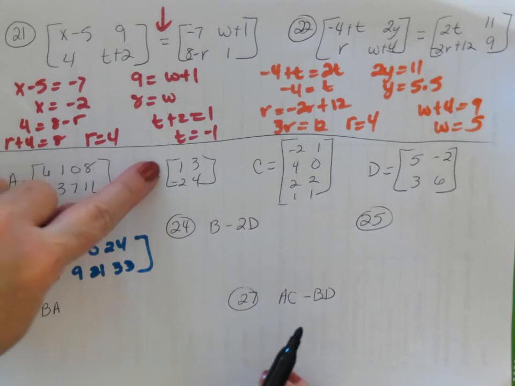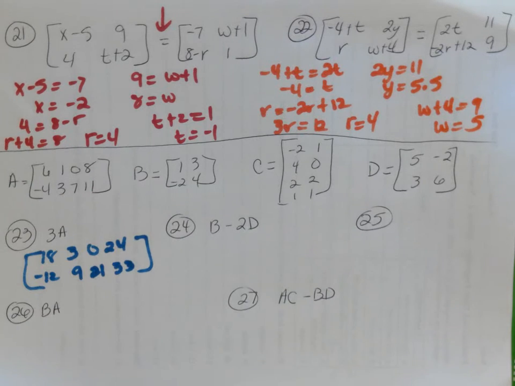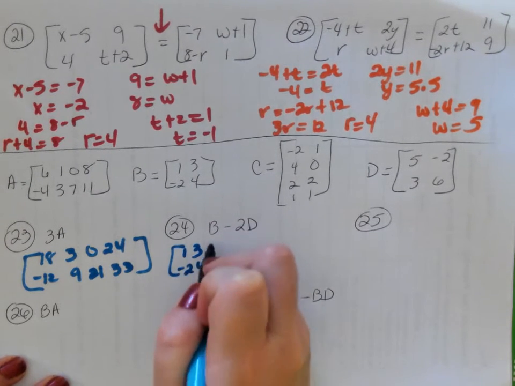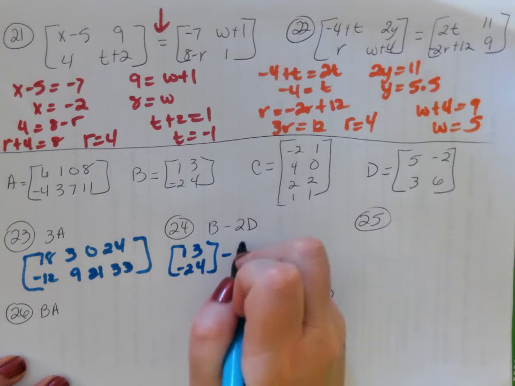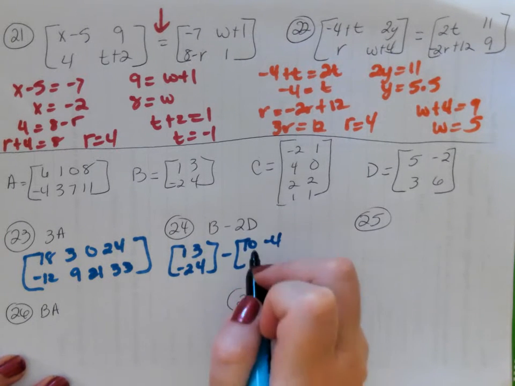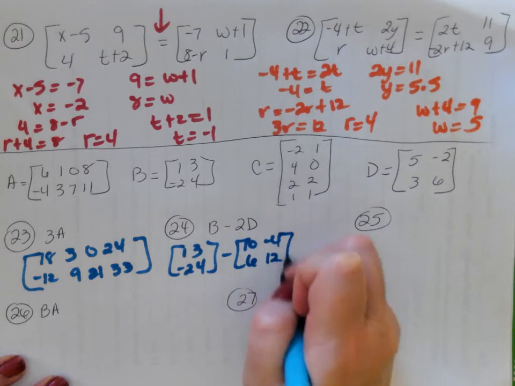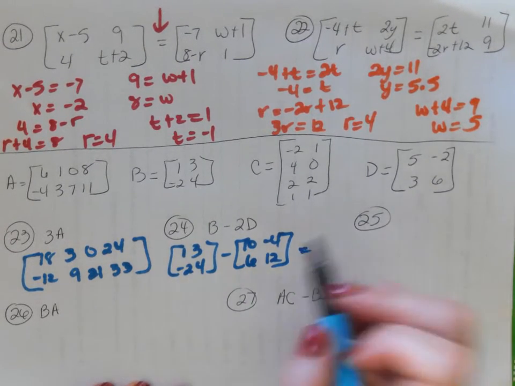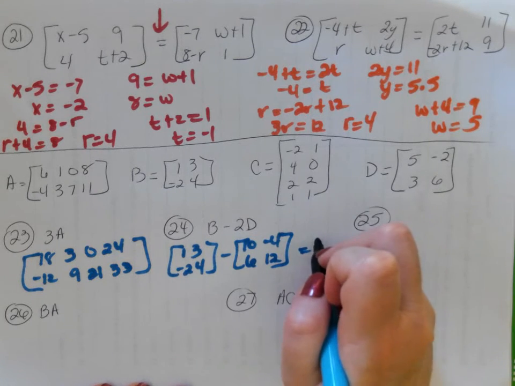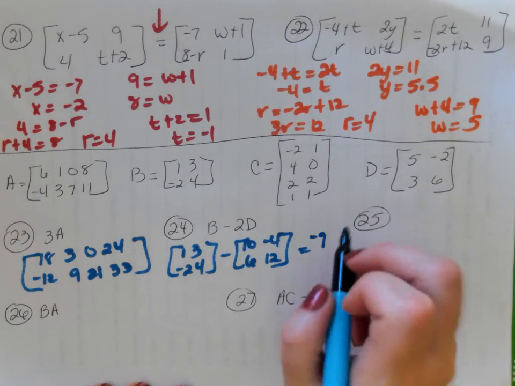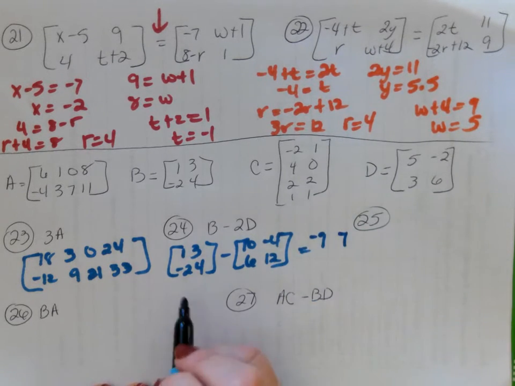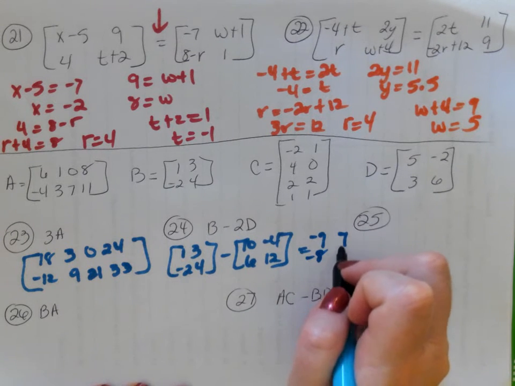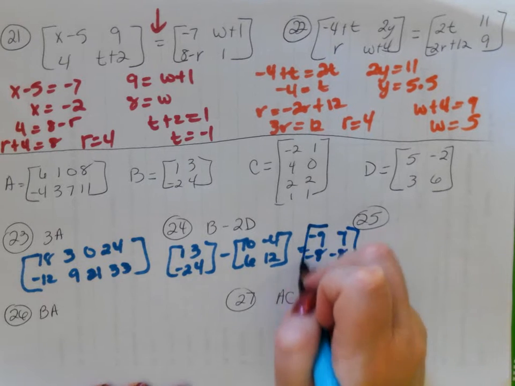The next one says take B and subtract 2 times D. Well, B is 1, 3, negative 2, 4. And 2 times D is going to be 10, negative 4, 6, 12. And I'm going to subtract, oops, I left out the problem there. 1 minus 10 is negative 9. 3 minus negative 4 is 7. Negative 2 minus 6 is negative 8. And 4 minus 12 is negative 8. Final answer.